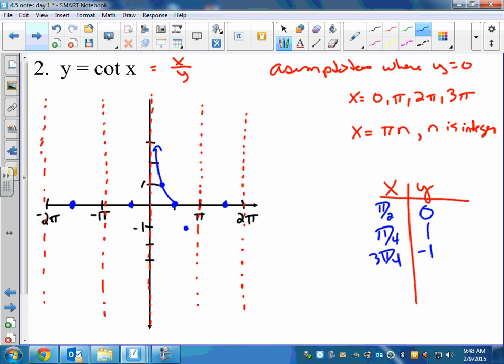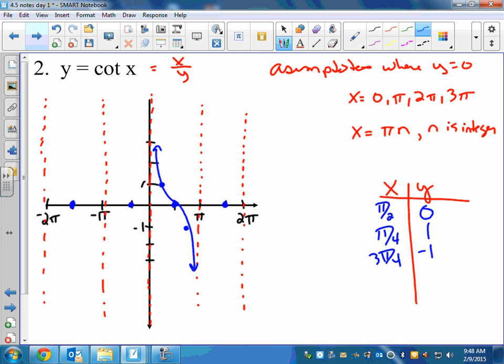How does it look different than tangent? It got flipped over. It's flipped, right? So 2 big things to look for when you're graphing tangent and cotangent. 1, the asymptotes are in different spots. That's how I identify them. 2, tangent and cotangent are flipped from each other. Tangent goes this way, cotangent goes this way. But the way you graph them is the same.